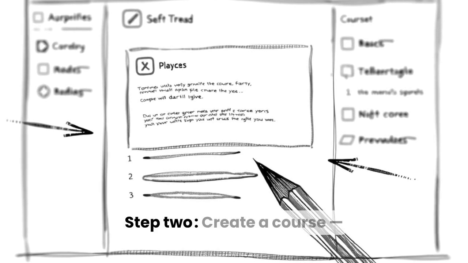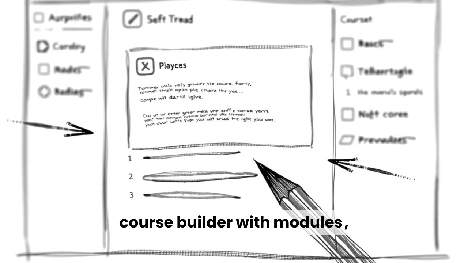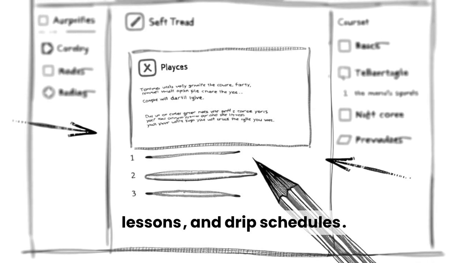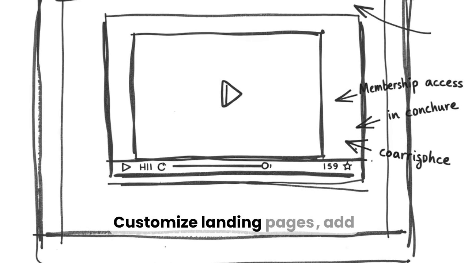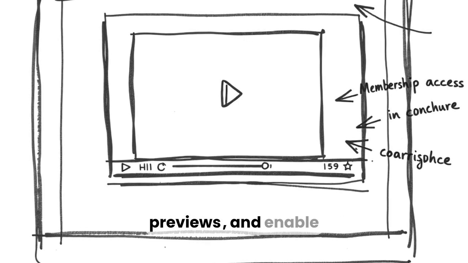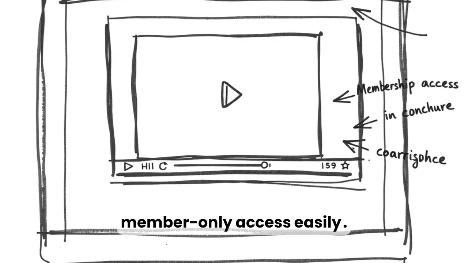Step 2. Create a course builder with modules, lessons, and drip schedules. Customize landing pages, add previews, and enable member-only access easily.